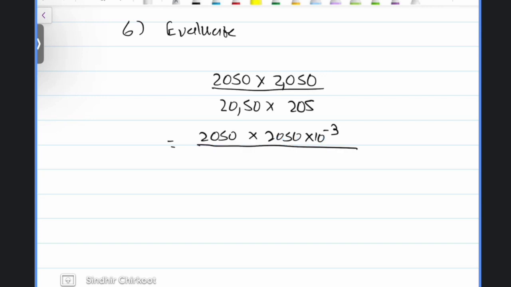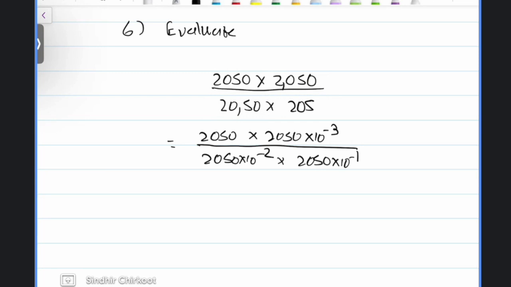Now again, here, how many spaces do I need to go now to my right? I need to go 2 spaces to my right. So it's 2050, but times 10 to the minus, not 3, but to the minus 2, because I need to go 2 spaces back. And then here, this 205, we're going to call it 2050 times 10 to the minus 1.